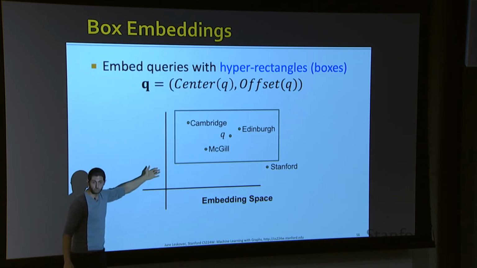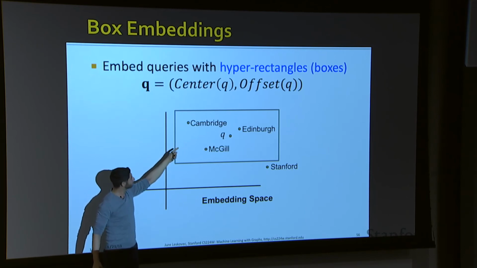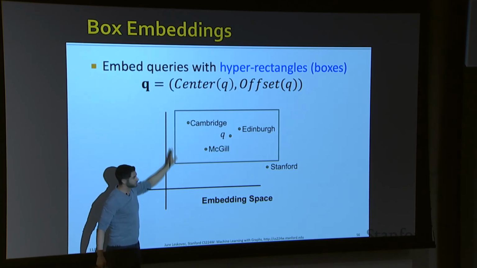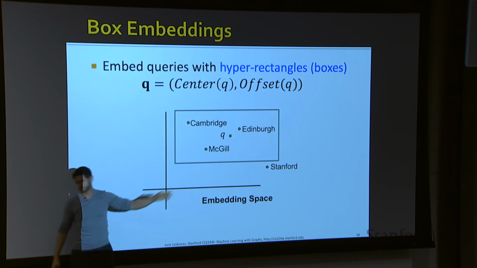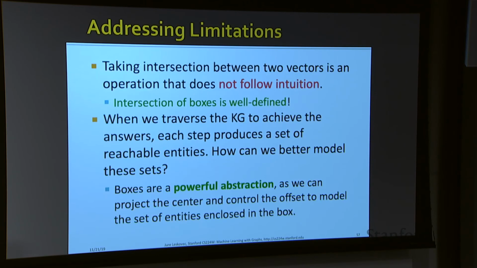If you are in 2D, like we are here, the center is 2 coordinates for your center point, and then the offsets are the 2 sides of the rectangle. And you can generalize this to multiple dimensions. So this is going to be the key difference from now on.